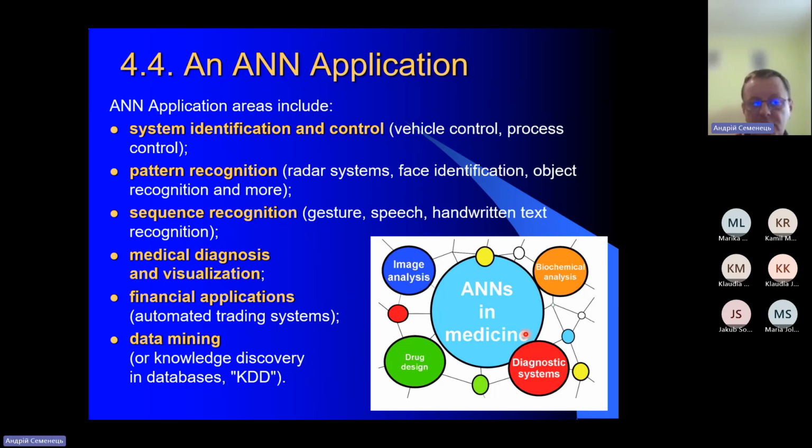Sequence recognition, speech, gesture, and handwritten text recognition are also successfully solved right now, but what is under tight development? It's again medical diagnostics, visualization, various financial applications, and data mining solutions.